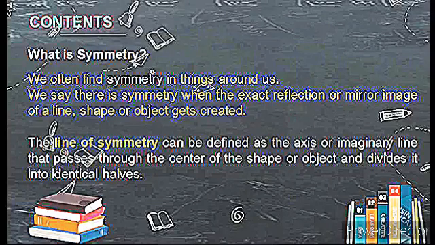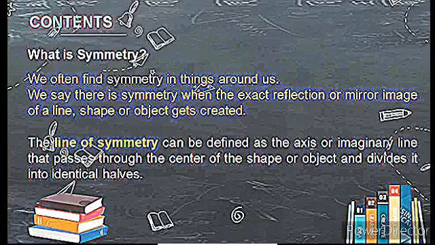Have your contents here. The first one, what is symmetry? We often find symmetry in things around us. We say there's symmetry when the exact reflection or mirror image of a line, shape, or object gets created. That is that about symmetry.